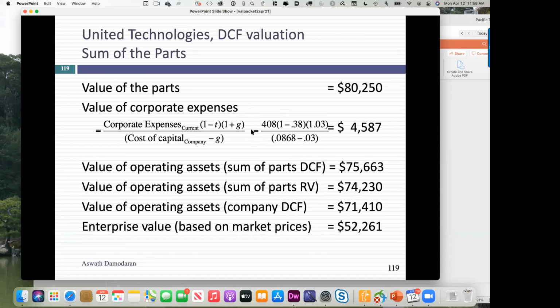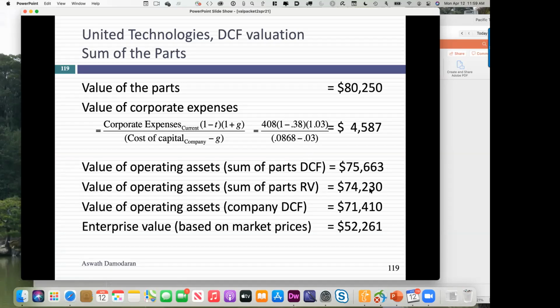I took the 408 million, it's the corporate G&A, it's tax deductible, so I multiplied by 1 minus the tax rate. I treated it as a growing perpetuity, saying these expenses are going nowhere. And what I got as a present value was $4.58 billion. You subtract that from the 80.25, the value that I get for the operating assets based on the DCF is 75.7 billion. In fact, I can line them all up.